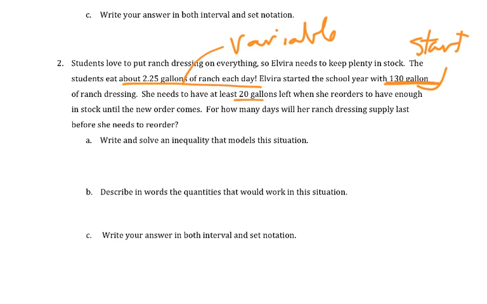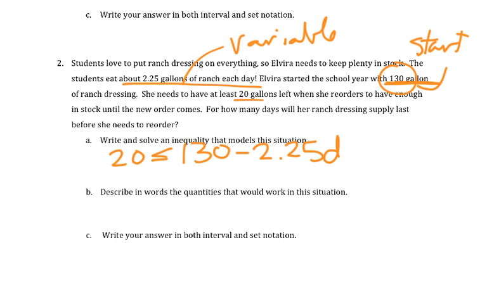We know that we can't have less than 20 gallons. So we would start with the 20 and say our number has to be greater than or equal to 20. It can't be less than 20. So, we started with 130 gallons, and the students are eating 2.25 gallons per day. So that's what my inequality is going to look like.